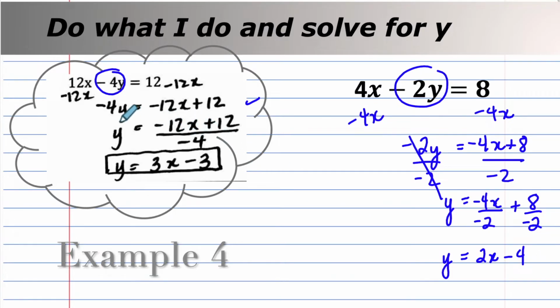And let's see what happened over here. Divide by negative 4, divide by negative 4. So we get a 3x minus 3. And that looks good.